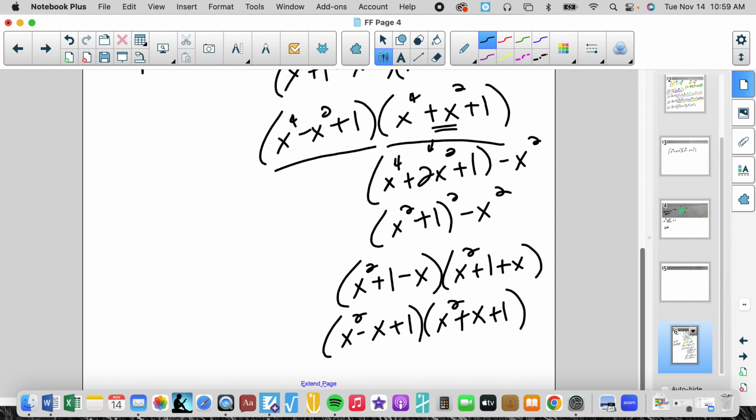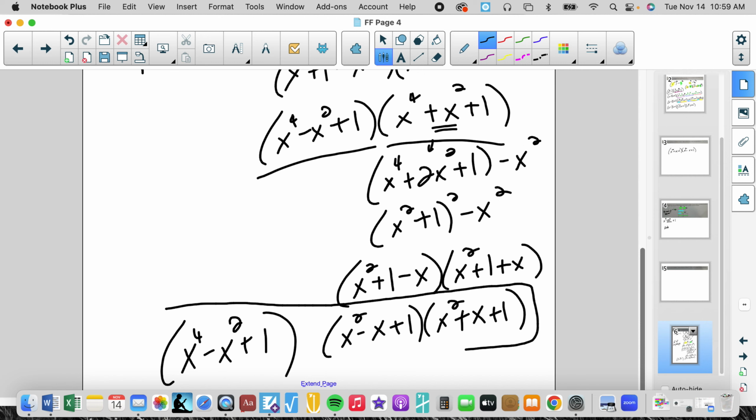We can't break that up because it's opposite. If we introduced another negative x squared, we'd have the positive x squared, and that wouldn't be the difference of squares. So we have that we pull down as the other piece. So this would be our completely factored work. That would be our answer. x to the fourth minus x squared plus 1, and then x squared minus x plus 1. Yep. So that's a good one.